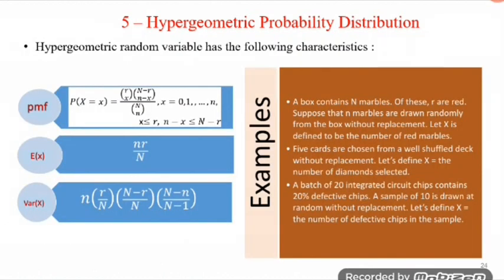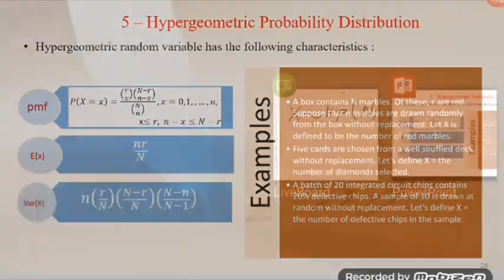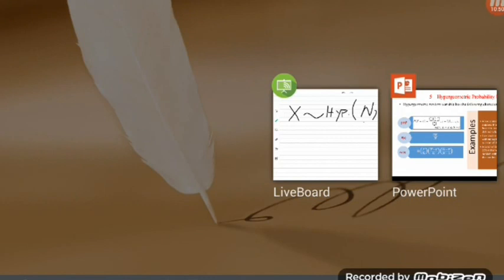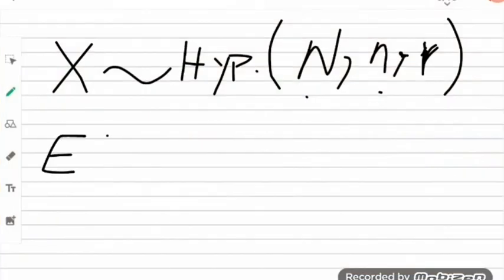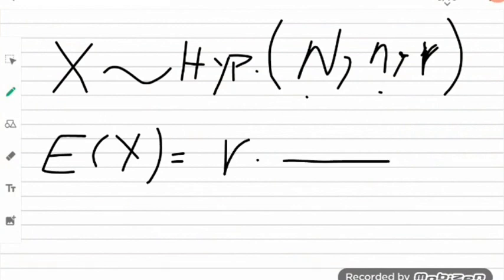So now let's summarize all properties of the hypergeometric distribution. Here is the probability mass function as we wrote on the board, and then we can find the expected value. If you move to the board, the expectation or the expected value of X is given by n times r divided by N.